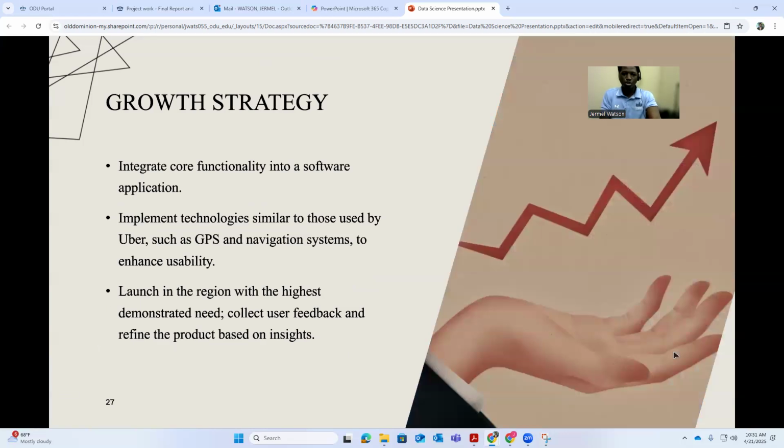Our growth strategy: we can integrate our core functionality into a software application. We can implement similar technologies that Uber uses, like GPS and navigation systems, and we can launch in regions that demonstrate the highest need, collect user feedback, and refine our product further.